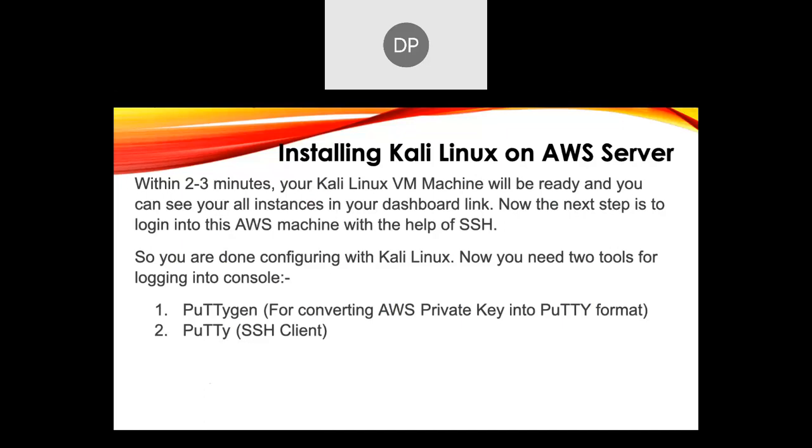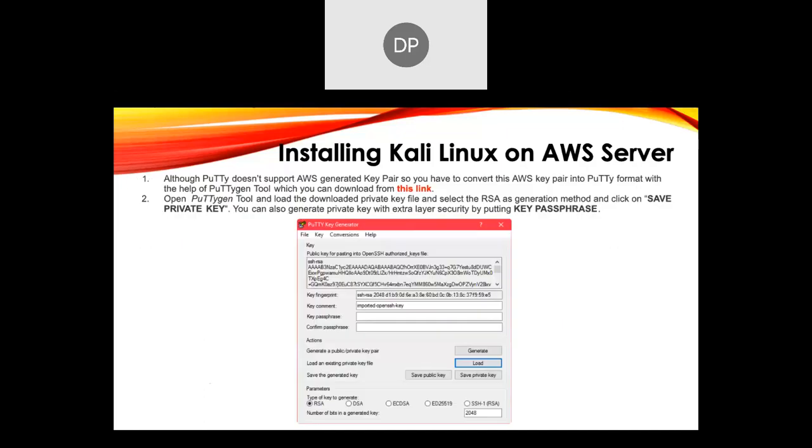Now we need two tools for logging into the console. Console of what? Console of the AWS server, or console of the cloud. So the first tool is PuTTY. It converts the AWS private key into PuTTY format, and there is a PuTTY SSH client. I think you must have used PuTTY. Although PuTTY does not support AWS-generated key pairs, so you have to convert this AWS key pair into PuTTY format with the help of the PuTTYgen tool, which you can download from this link.